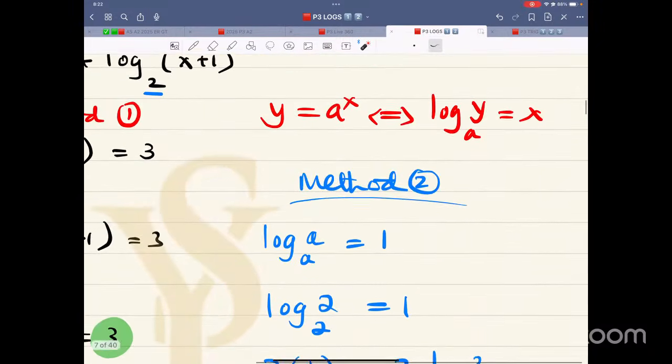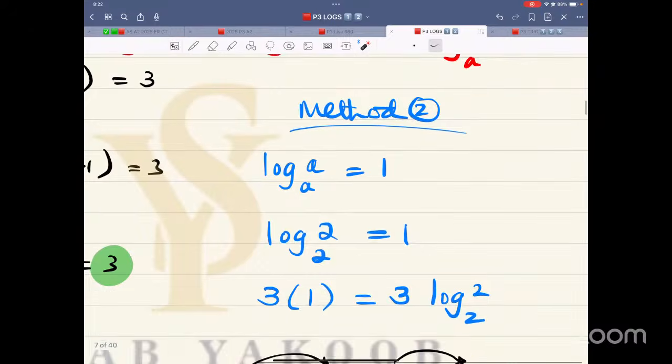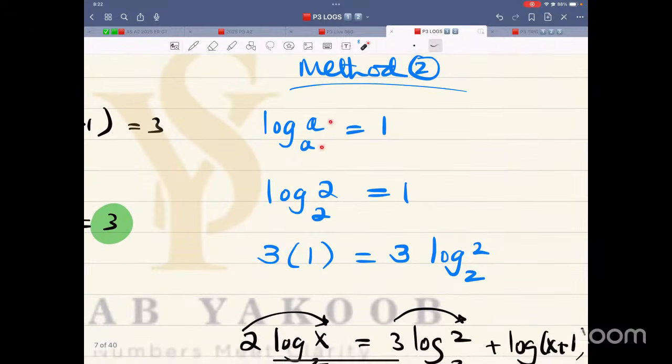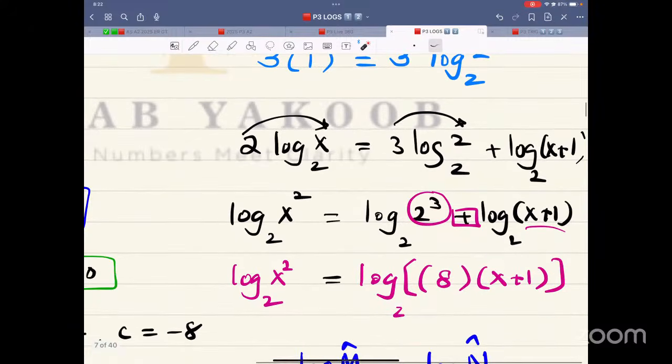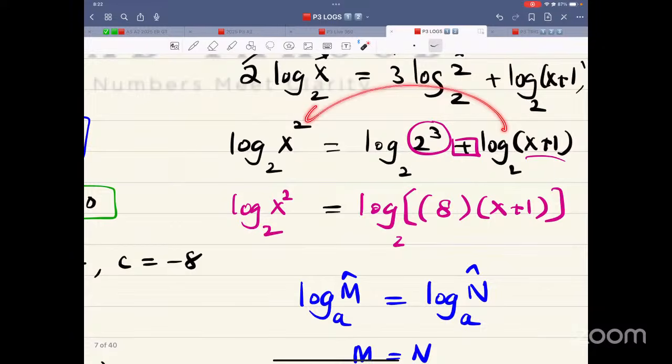Now let's talk about method number 2. We know that log of a to the base a is 1. Log of 2 to the base 2 is 1. If I multiply 3 into 1, that will remain as 3. So can I write this as 3 log 2 base 2? Of course. Can I make this the power? So this is log 2 raised to the power of 3, which is log 8. This 2 also becomes the power, that is log of x squared.